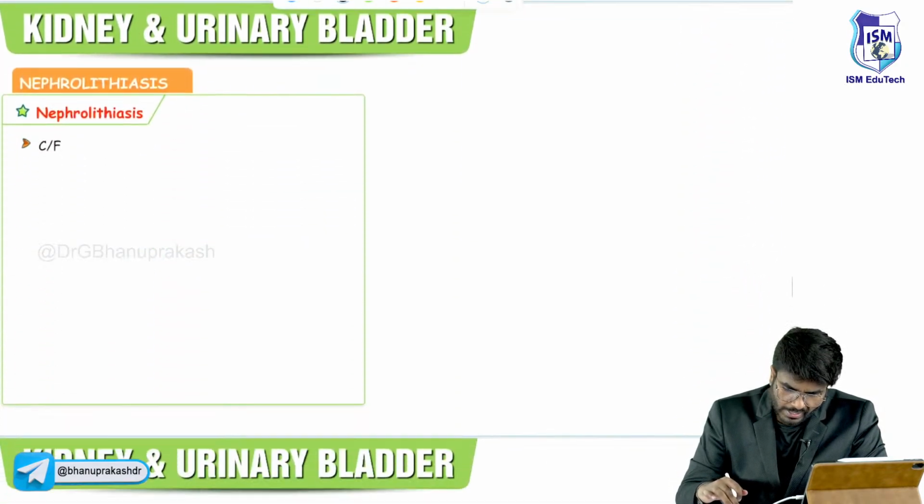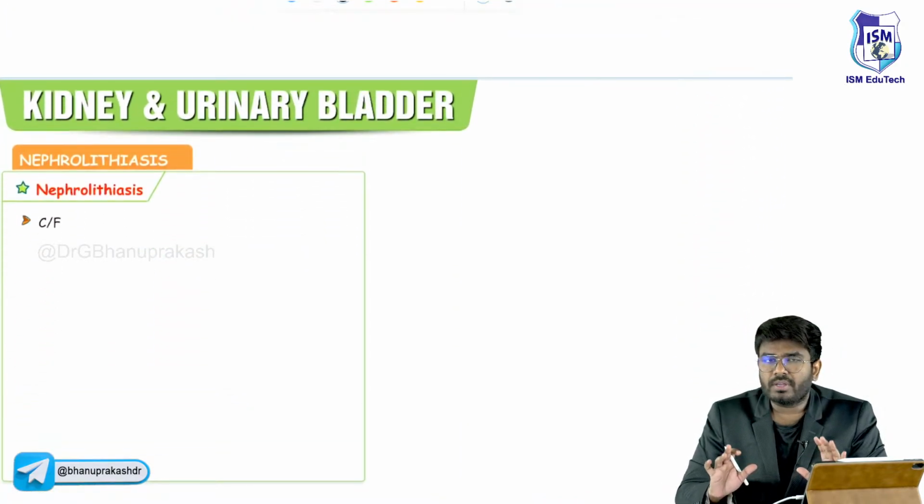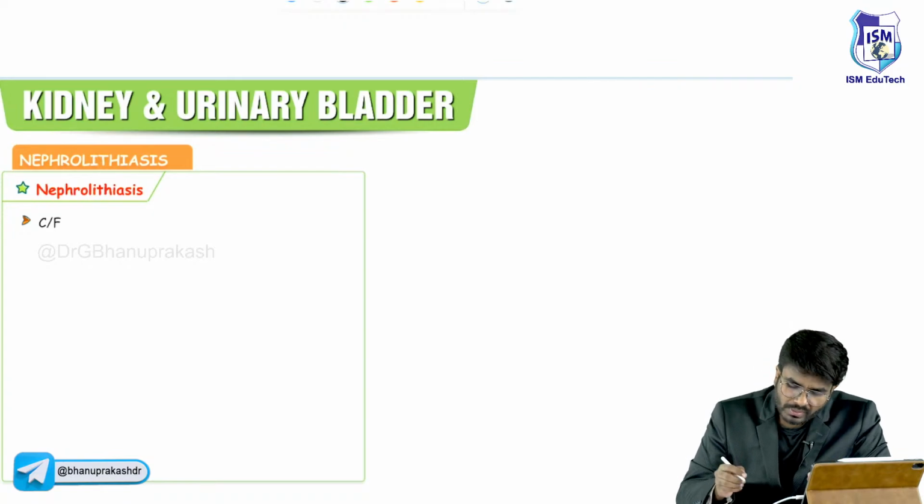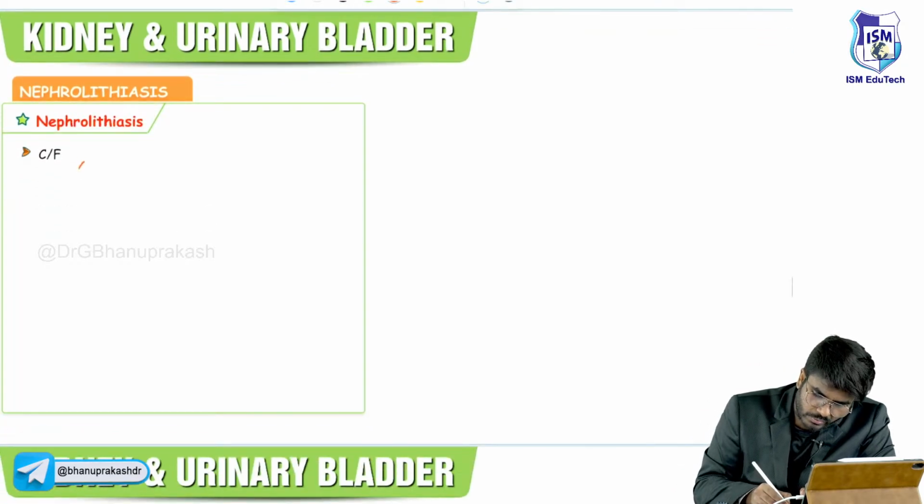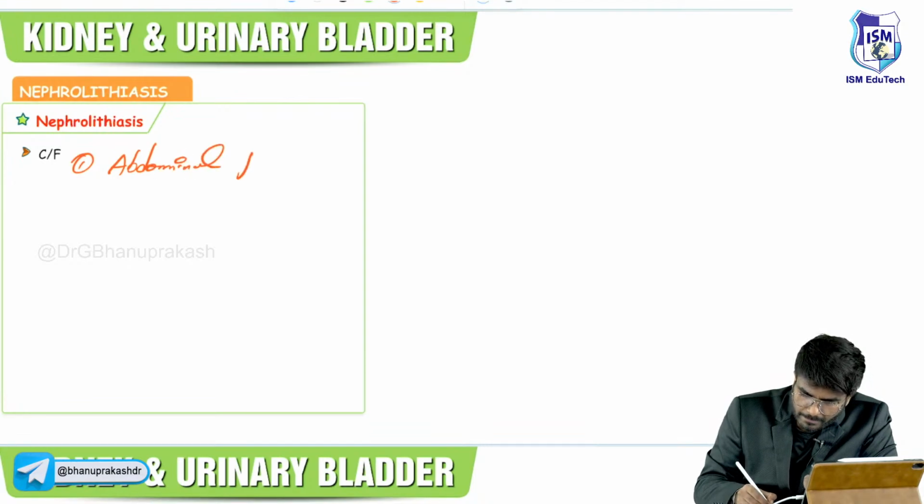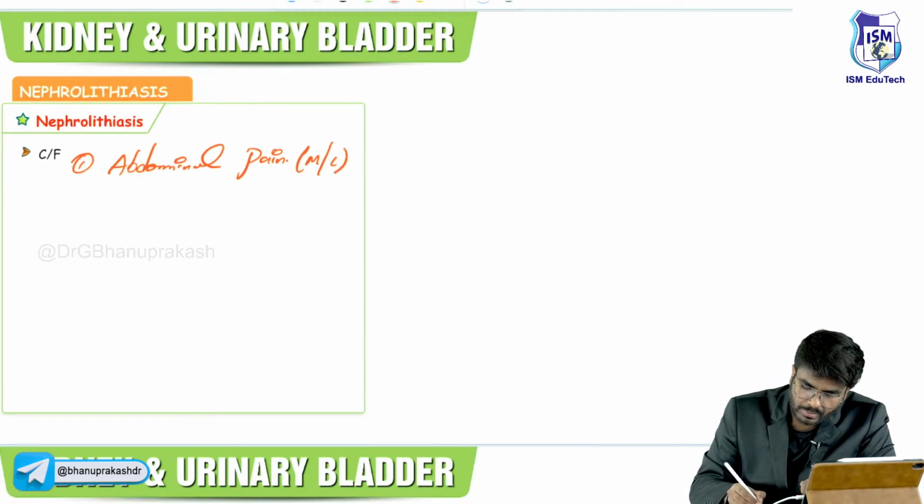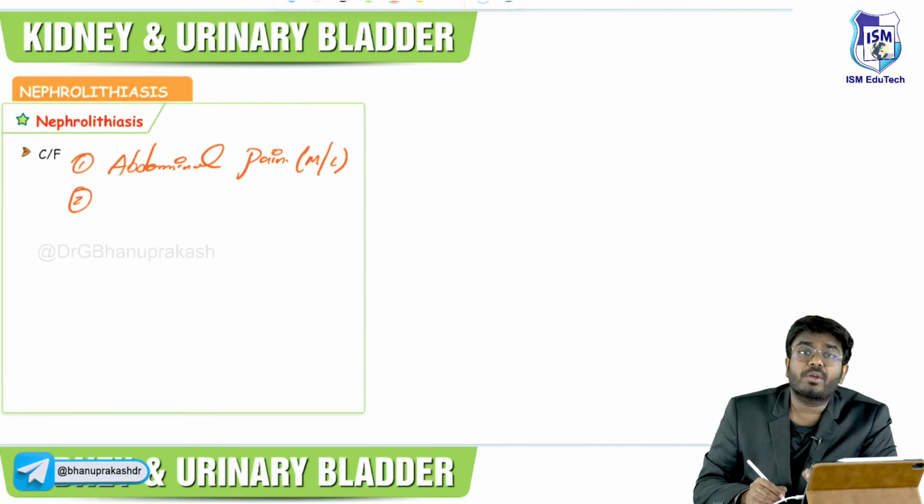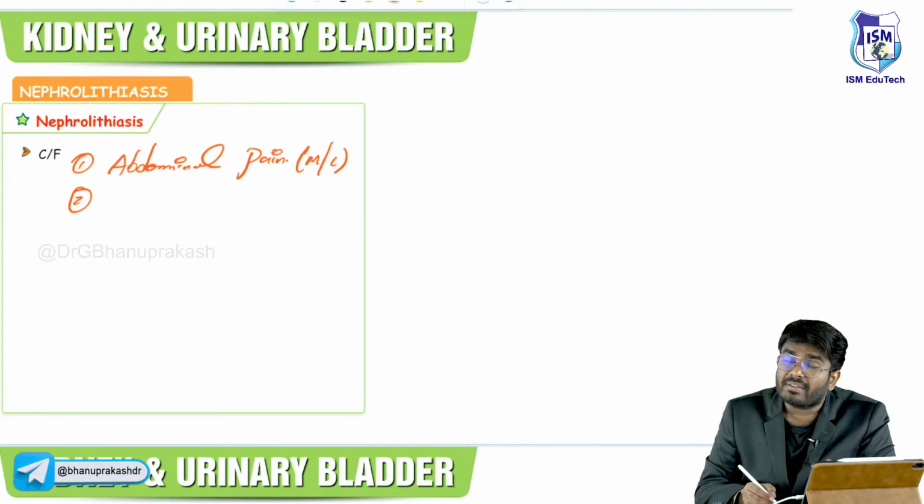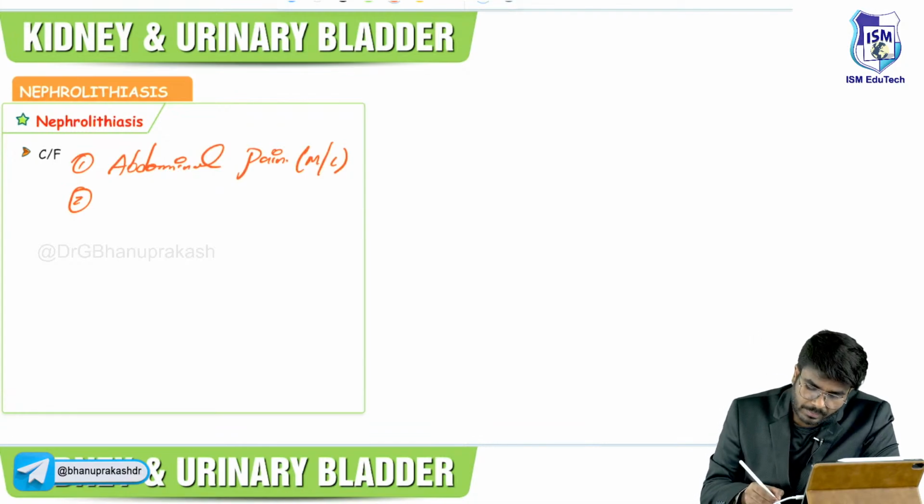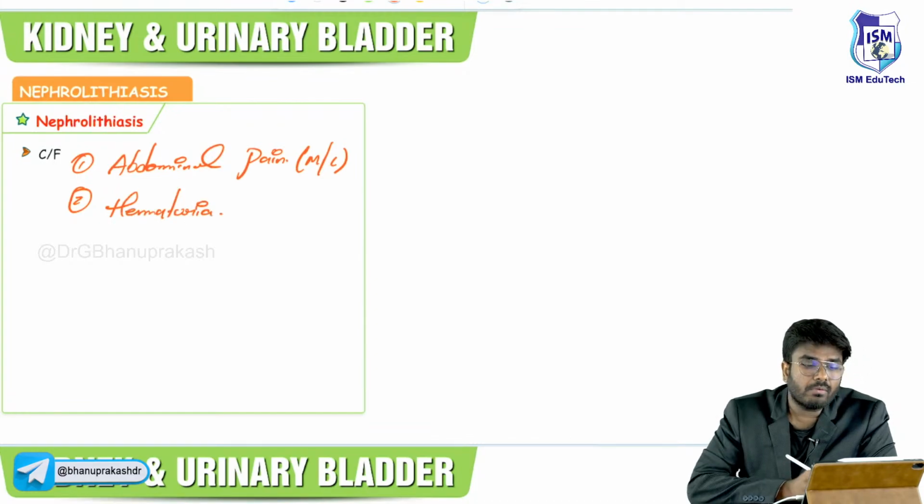Now, if you have nephrolithiasis, imagine right now I am having a kidney stone. What are the clinical features that are going to be there? Clinical feature number one is going to be abdominal pain. The patient is going to have abdominal pain. That's the most common thing. Second, because of the stone, there is a chance, not every time, that the patient can even have hematuria.